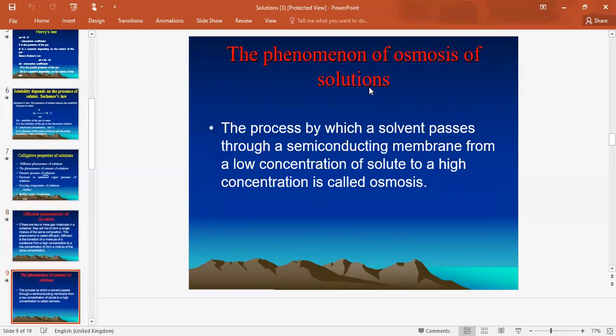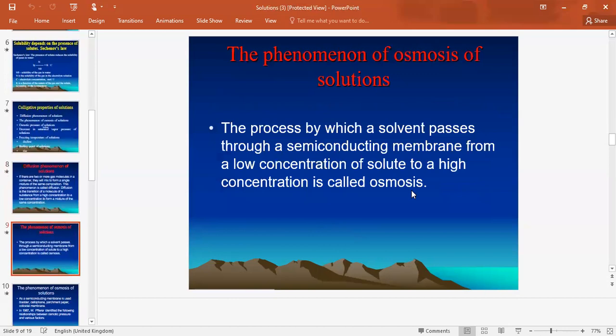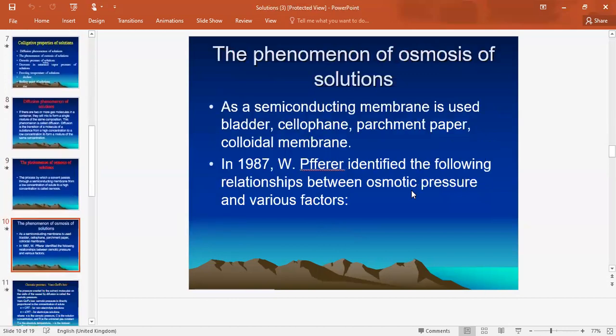The second one is the phenomenon of osmosis of solution. The process by which a solvent passes through a semipermeable membrane from a low concentration of solute to a high concentration is called osmosis. As a semipermeable membrane, bladder, cellophane, parchment paper, or colloidal membrane is used.